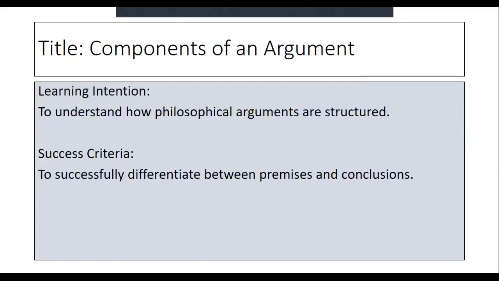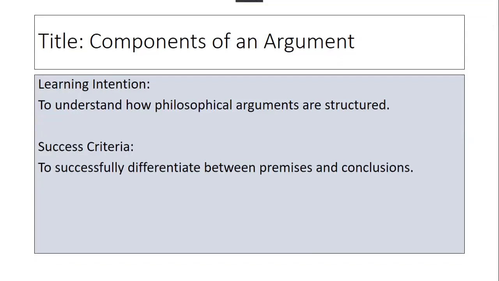Okay, so this is your second and final lesson of this week. The title is Components of an Argument, and your learning intention is to understand how philosophical arguments are structured. I'd like you to take down the title and the learning intention. You can also take down a success criteria if you want, but it's optional. Your success criteria is to successfully differentiate between premises and conclusions.